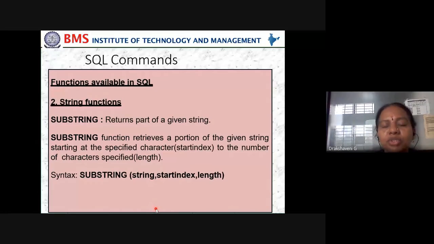Next we move on to substring. Substring returns part of a given string. Now I don't want the complete thing, I just want a small part of the string to be returned. Then we use something called substring. The substring function retrieves a portion of the given string starting at a specified character, that is the start index, for the number of characters specified by length. So here you can see substring: the string I want, from where I have to start, and what length I want in that particular substring. This is the syntax for substring.